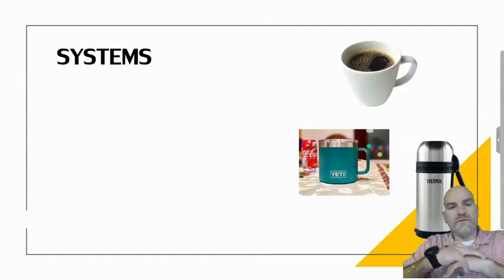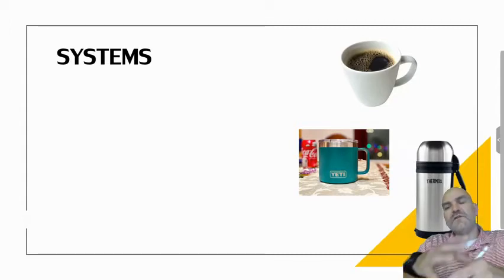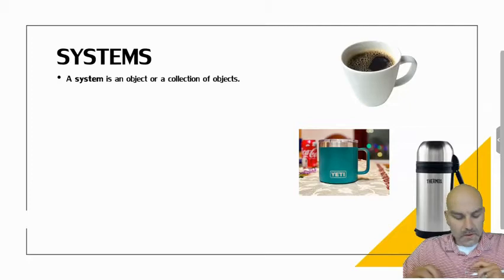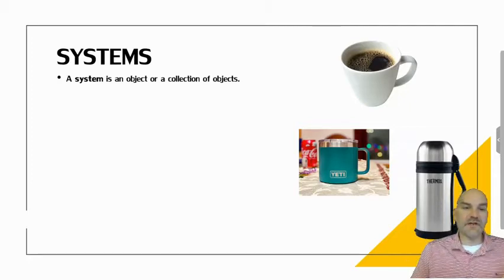Okay, so again, welcome to Unit 4, Work, Energy, and Power. The first thing we're going to do in this unit is define what systems are. This is more just an informational video. The first thing we do is identify a system as an object or a collection of objects.